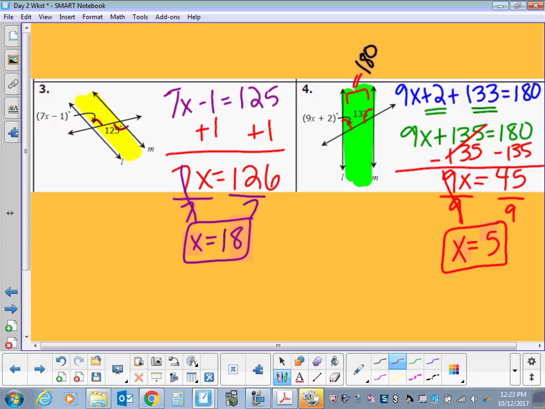Any questions on 1 through 4? All right, let's skip down and do number 9 and 10. Y'all will do 5 through 8 on your own.